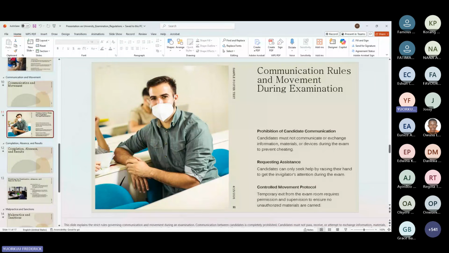If you want to exit the room, within the first 30 minutes after the start of the exam, we don't allow anybody to go out unless it is an emergency case. But after the first 30 minutes, you can exit if you are done with your paper. You can also use the washroom at that time. But as I said, you may be searched, and then we may let somebody escort you to wherever you are going.